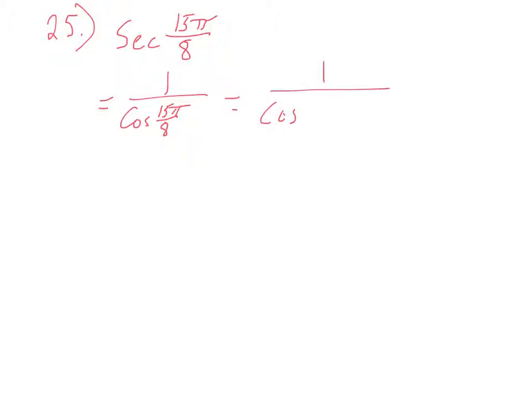We're using the half angle formula to find the exact value of the secant of 15 pi over 8. So secant of 15 pi over 8 is the same as 1 over cosine of 15 pi over 8. Is 15 pi over 8 half of an angle that we do know? Because they asked us to use the half angle formula. So we can write this as cosine of 15 pi over 4 divided by 2, right?